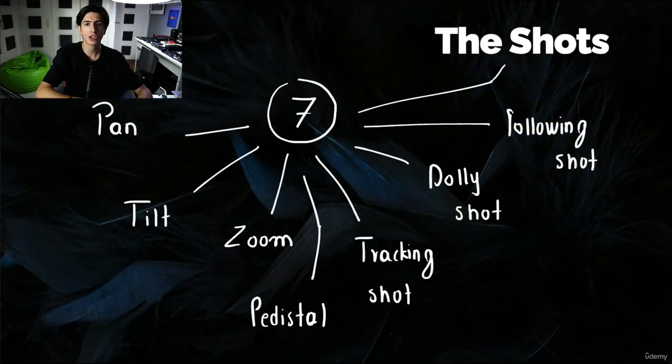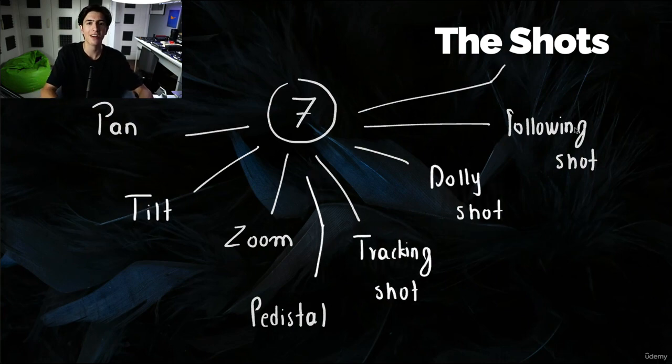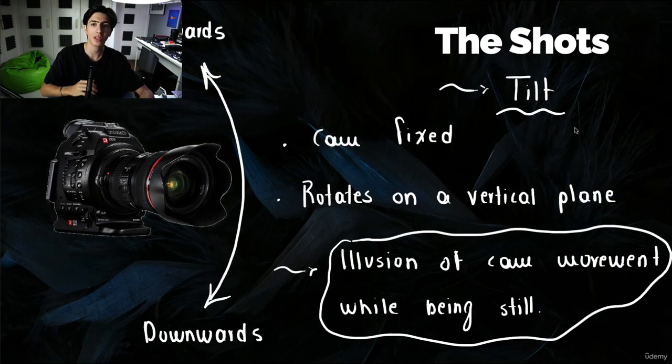Now, as we said, these are 7 different camera movements that we're going to be analyzing in this course. We're going to be talking about the pan movement, the tilt movement, zooming in and out, the pedestal movement, the tracking shots, the dolly shots, and the following shots. Now, this might sound a bit overwhelming, like a lot of information and things to discuss, but trust me, they're very simple, very basic, and if you take some basic notes, you're going to be fine with this lesson. So let's start with the tilt shot.